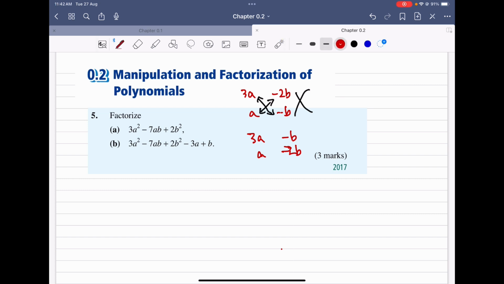So in this case, you have to multiply the terms 3a and minus 2b, and a with b, minus b. So altogether, minus 6b minus ab is minus 7ab. Then that is correct. So part A in this case, you can get is 3a minus b, and then the other one is a minus 2b.